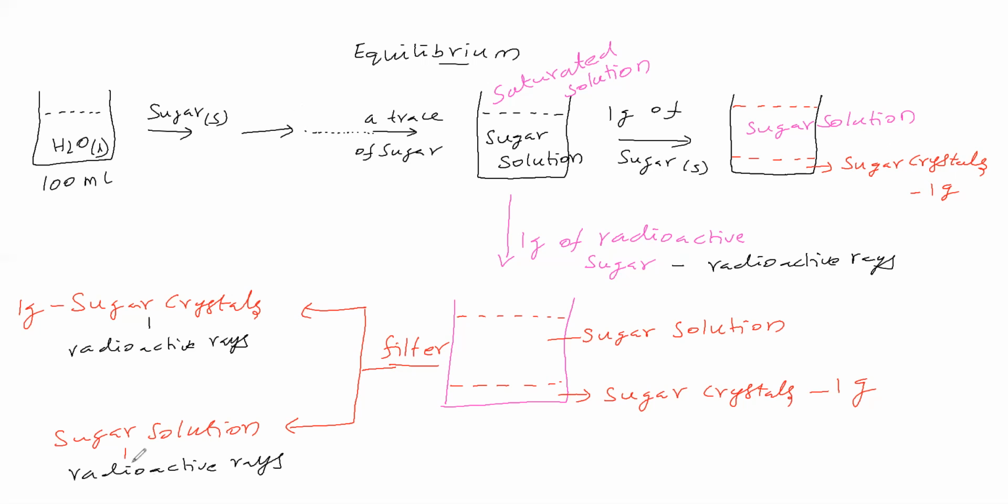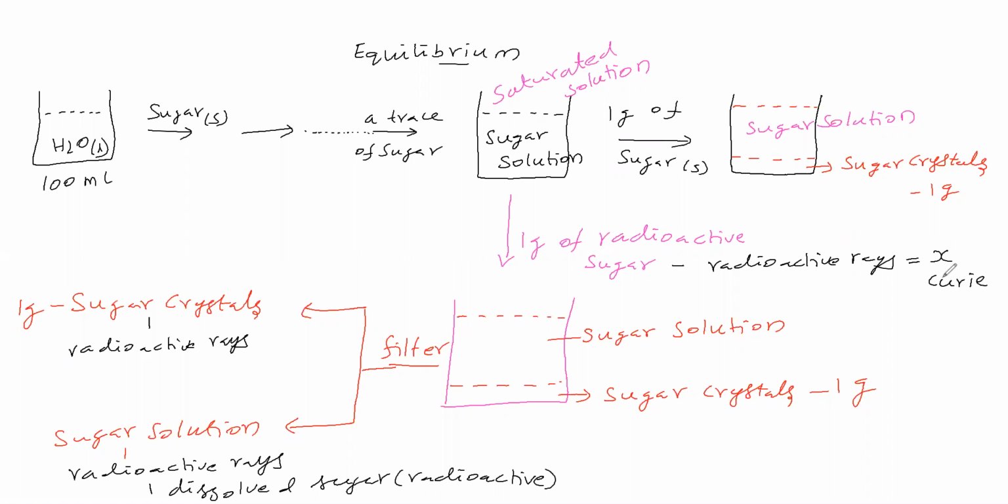This sugar solution is emitting radioactive rays. That indicates that dissolved radioactive sugar is present in it. The sugar crystals are also emitting radioactive rays. Why? Because this is the radioactive sugar we added. Now, how much radioactive rays is it emitting? X curie.